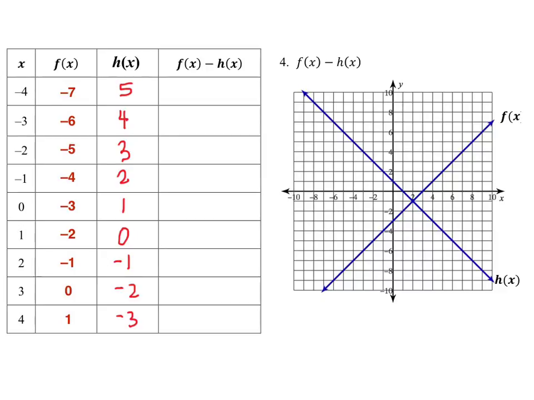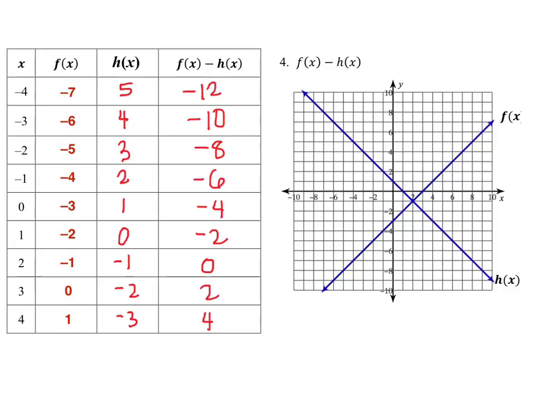So to find f of x minus h of x, I'm just going to subtract. Negative 7 minus 5 is negative 12. Negative 6 minus 4 is negative 10. Negative 5 minus 3 is negative 8. Negative 4 minus 2 is, sorry, not a negative 2, a negative 6. And then I have a negative 4, negative 2. Then a 0, positive 2, positive 4.